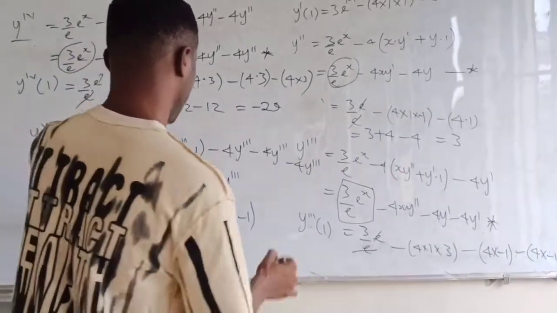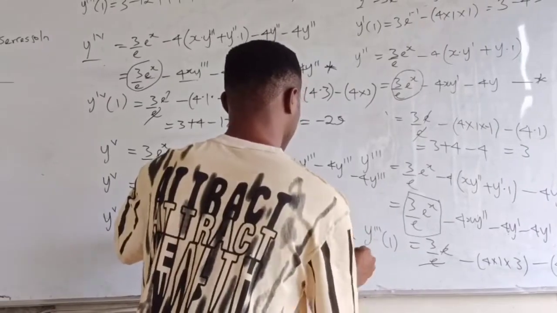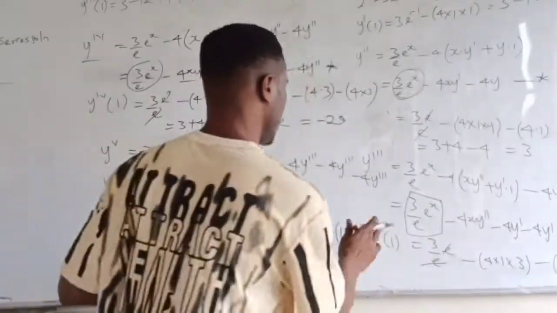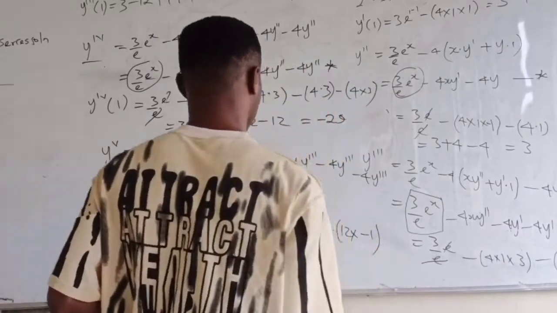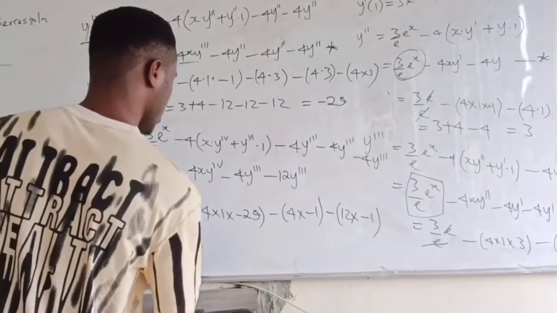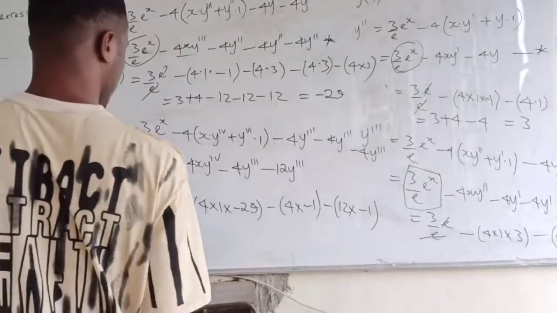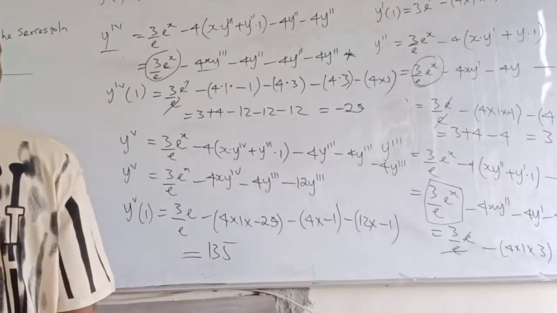Okay, then minus 12 times y to the third differential, which is still negative 1. So you have negative 1. So by substitution, we have that the value gives us 135.